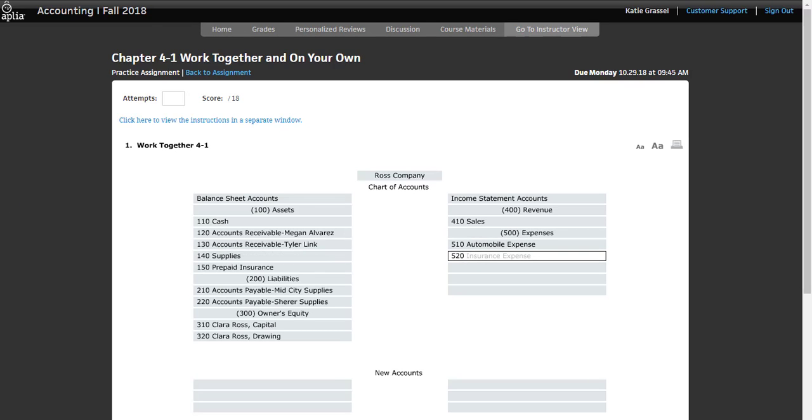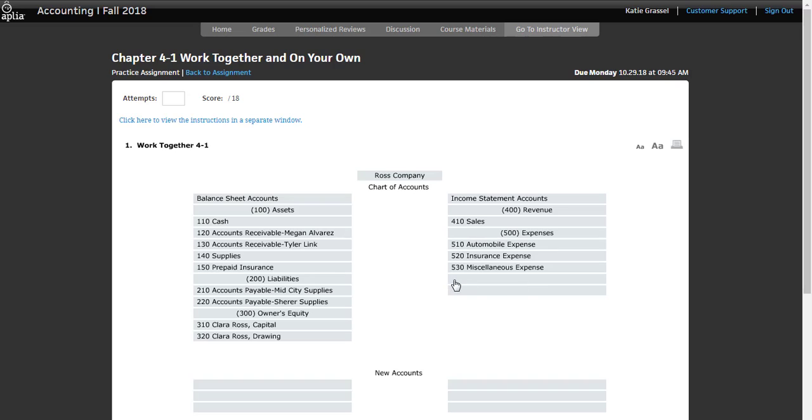520 is going to be, okay, now, I don't want you to freak out right now, because have we seen that account title insurance expense before? Okay, do not record transactions using insurance expense. We use insurance expense just as a way to keep track of what we use up. So anytime you buy insurance, still use prepaid insurance, do not use insurance expense, okay? 530 is going to be what one?